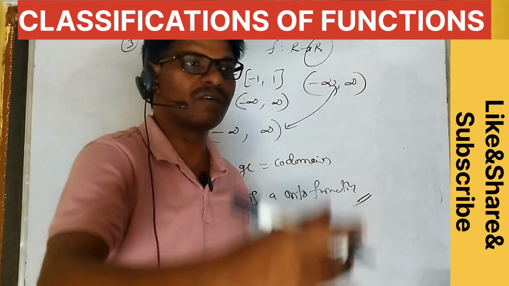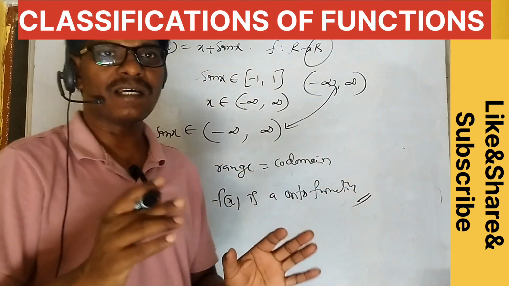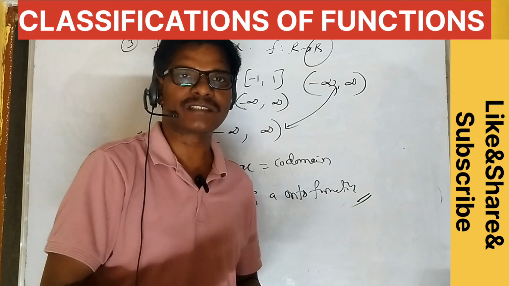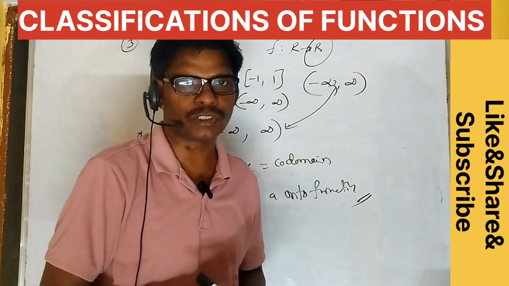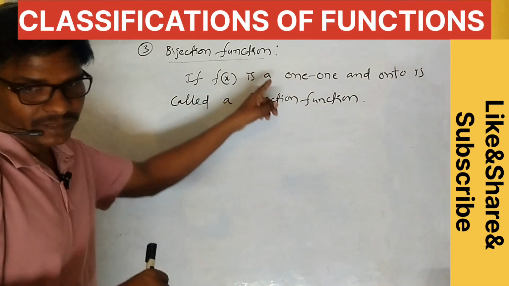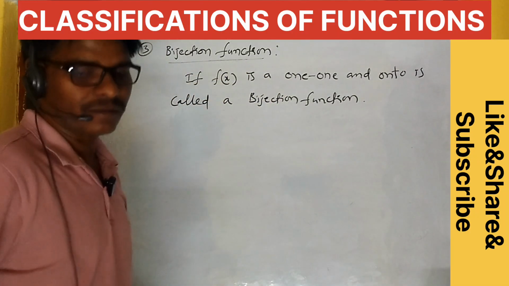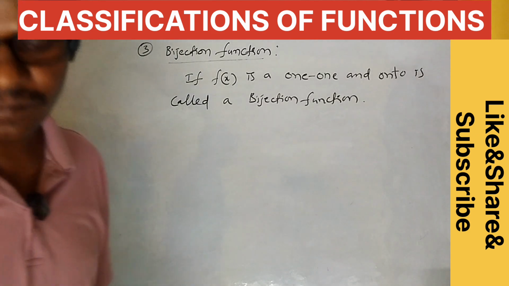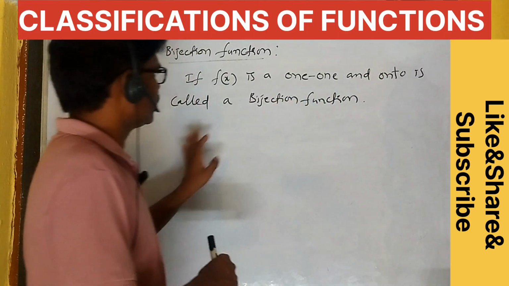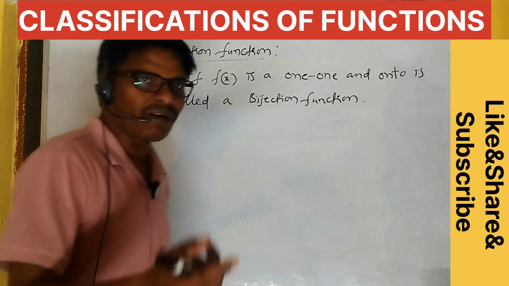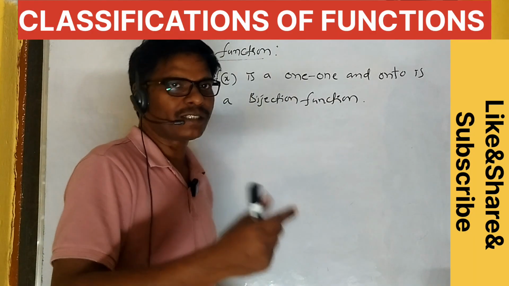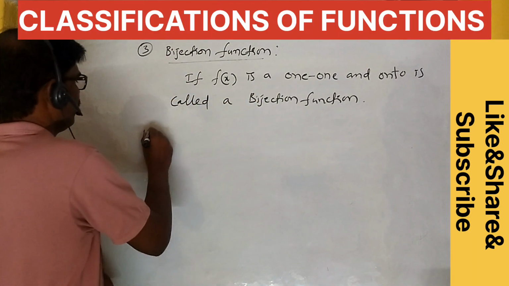Okay, one function is also given. Find whether this function is one-one, onto, bijection, into function or many-one function. That is what the question is asking. You have to find the one-one function first. Next, the bijection function. What is the bijection function? If f(x) is a one-one function and onto, it is called a bijection function. You have to find both one-one and onto; when both hold, that is called a bijection function.